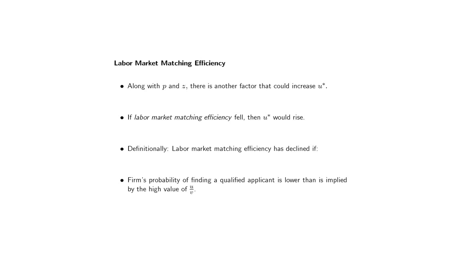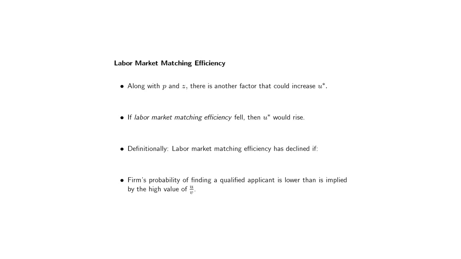Now, what do I mean by labor market matching efficiency? It's a long technical phrase. What this means is that the firm's probability of finding a qualified applicant is actually lower than would be implied by the high value of unemployment that we see out there in the data. So there's a lot of unemployed relative to the number of job openings. It's gone up by 2.5 times. We know that. And that means that the probability of finding a qualified applicant should go up.